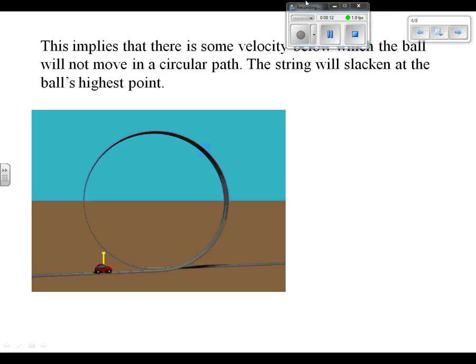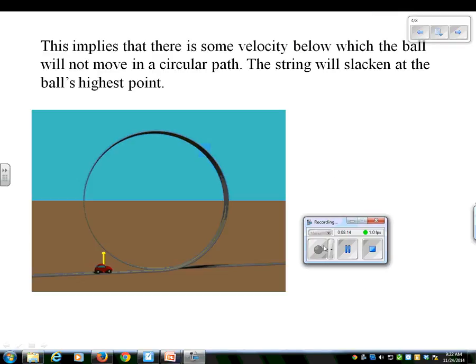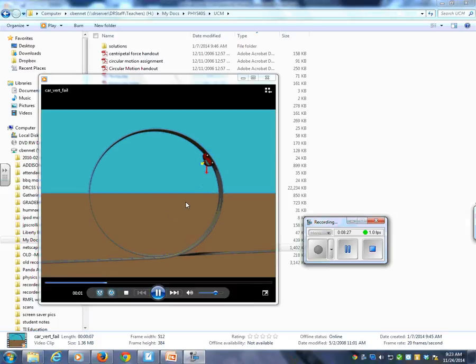Okay. This implies that there's some velocity below which the ball will not move in a circular path. The string will slacken at the ball's highest point. Will this play if I click on here? It's supposed to. It probably won't. Okay. What's the yellow here? The yellow is the centripetal force. What's the red? Gravity, right? And if the yellow goes to 0, actually, if the yellow goes to negative, I guess. If it goes to 0, there should just be enough, right?